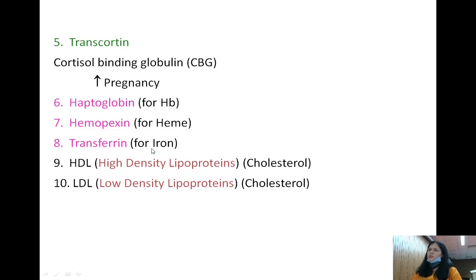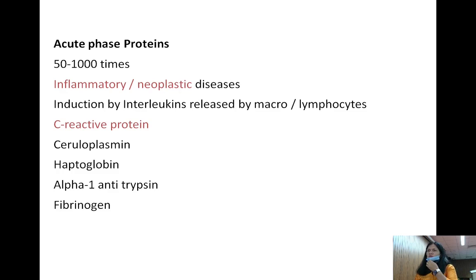Transferrin helps in the transport of iron. And LDL, HDL help in the transport of cholesterol or cholesterol esters. So I've already told acute phase proteins are the proteins which are increased or decreased in inflammatory or neoplastic conditions. Examples are C-reactive protein, ceruloplasmin, haptoglobulin, alpha-1 antitrypsin or fibrinogen. These are positive acute phase proteins.